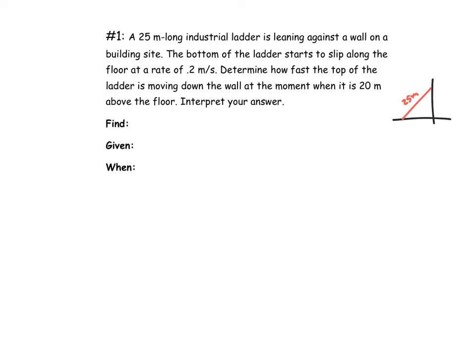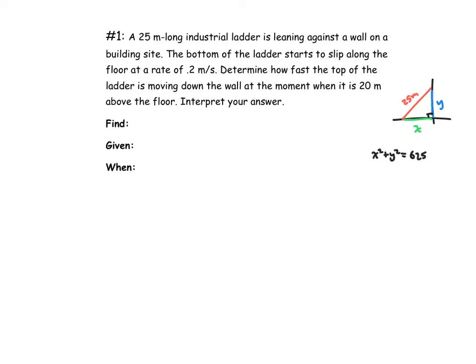Now the bottom of the ladder starts to slip along the floor at a rate of 0.2 meters per second. I'm going to call the bottom of the ladder x, and I'm going to call the vertical portion of the ladder y. Before I get started, I want to realize that I'm going to use the figure given in order to relate the variables. So I would say that x squared plus y squared is equal to 625 using the Pythagorean theorem.